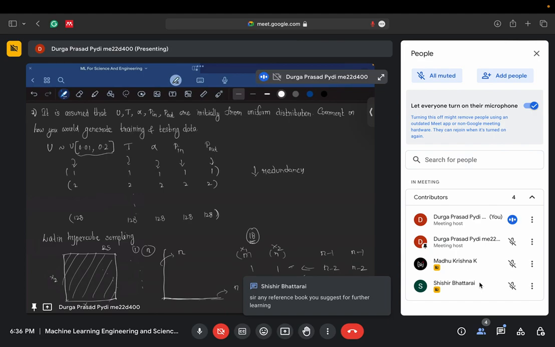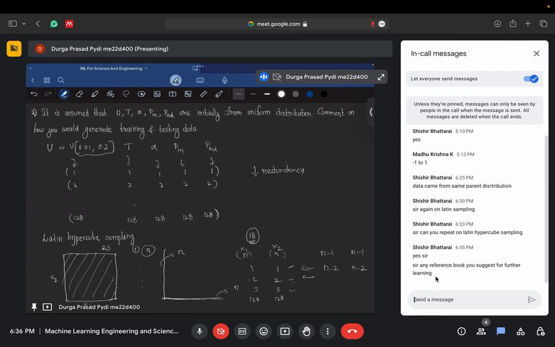If there are no questions, any reference book you suggest for further learning? Okay. By further learning, in the sense, each topic itself is a bigger area. So I do not have any reference books that I can suggest. If you want to work in GANs, there are books only on GANs. If you want to work only on autoencoders, there are books on autoencoders. But whichever it is, you get started with whatever you want. You'll eventually get to the right one.